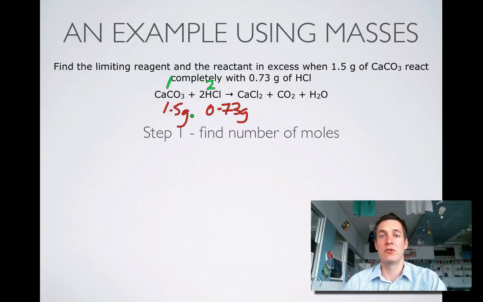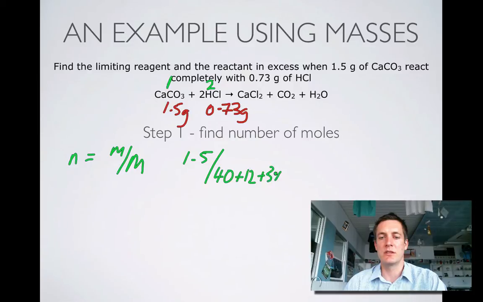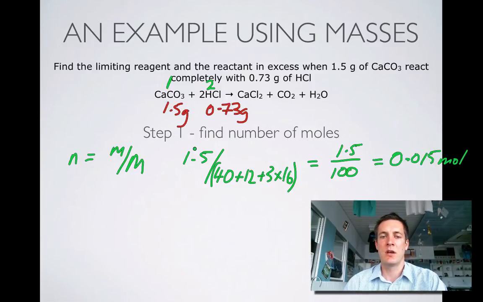And the first thing that we're going to have to do if we're going to use that mole ratio is find the actual number of moles of substance that we've got. And the number of moles is equal to the mass over the molar mass. Which in the case of calcium carbonate is going to be 1.5 over, I'll just use round numbers here, 40 plus 12 plus 3 times 16, so that's 1.5 over 100, which is 0.015 moles. So I've got 0.015 moles of calcium carbonate.